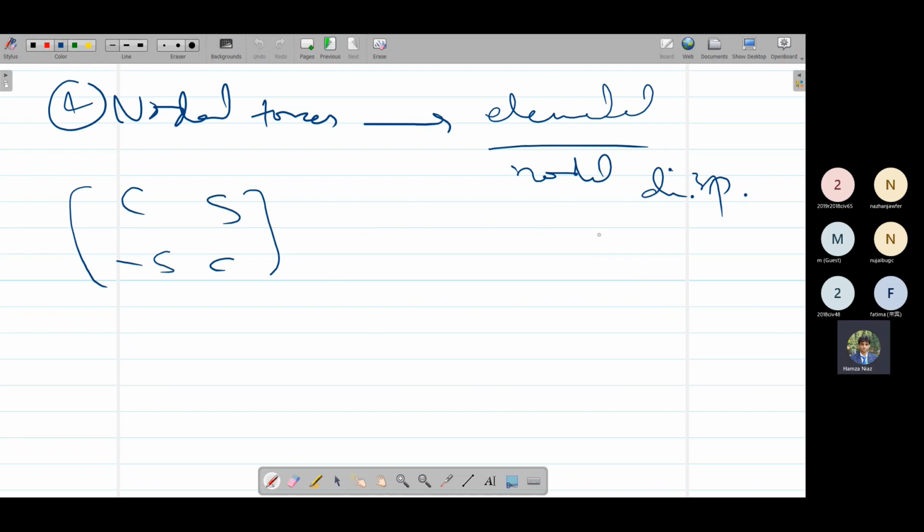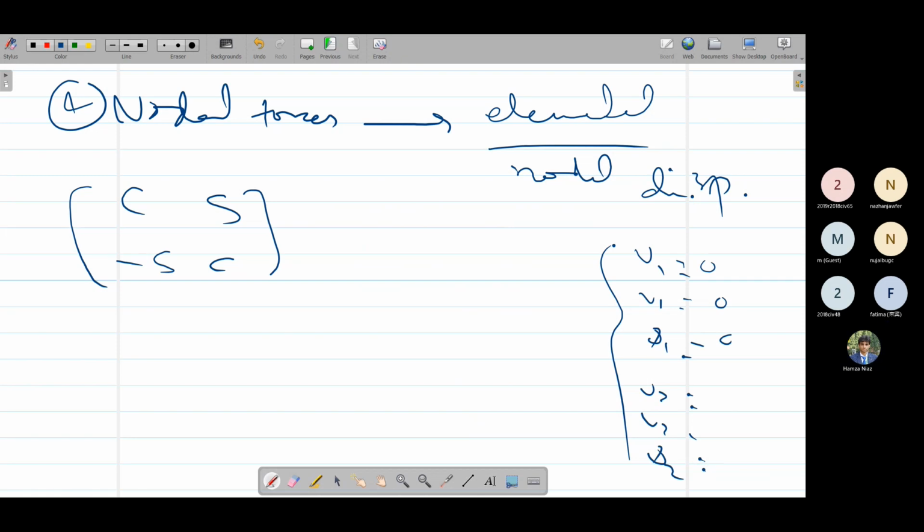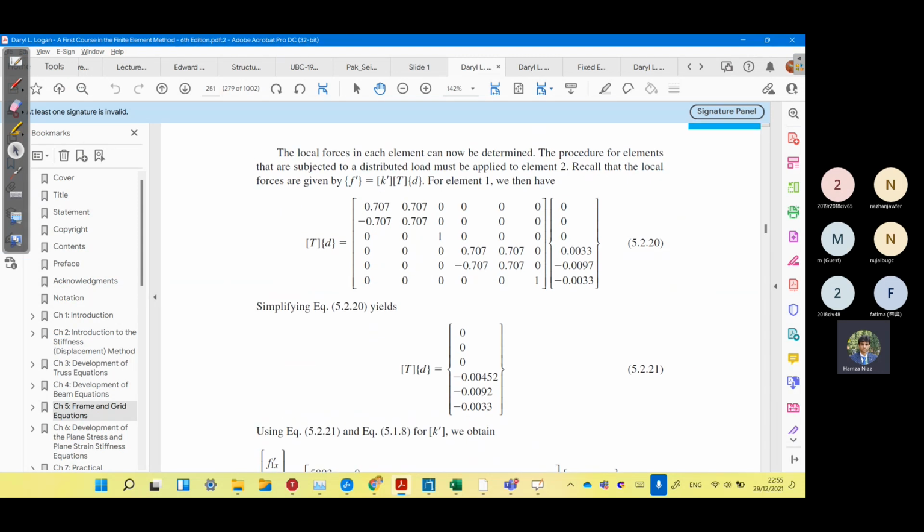We know that for element 1 we have U1, V1, Phi1, U2, V2, Phi2. So we have U1, V1, Phi1, 0, 0, 0, and for U2, V2, Phi2, we have some values. These 0.707, 0.707 are for U2 and V2. This one is for U2, this one 0.707 into U2. This whole 4x4 matrix is for U2 and V2.